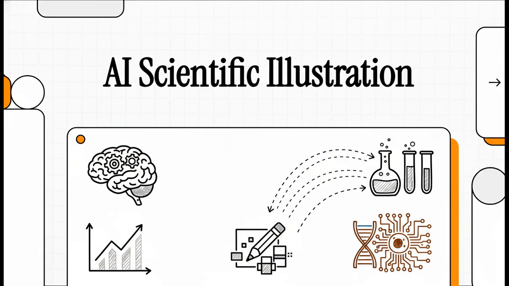Okay, let's be honest. Creating the perfect scientific figure can be one of the most time-consuming, frustrating parts of doing research. But what if AI could just change all of that? Well, in this explainer, we're going to dive into how artificial intelligence is totally revolutionizing scientific illustrations, basically turning a tedious, manual task into automated art.